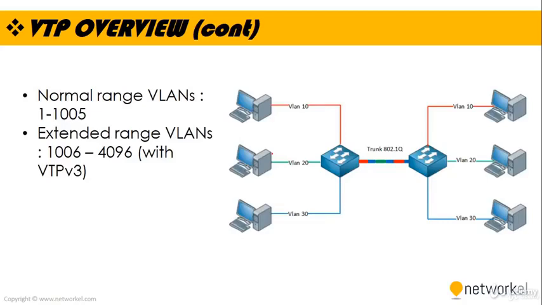In VTP protocol, we have a VTP server which distributes and synchronizes the VLAN information. You can propagate the normal range VLANs with VTP, but if you want to propagate the extended range VLANs, you should use VTP version 3. This extended range should be distributed by using the VTP version 3, guys.